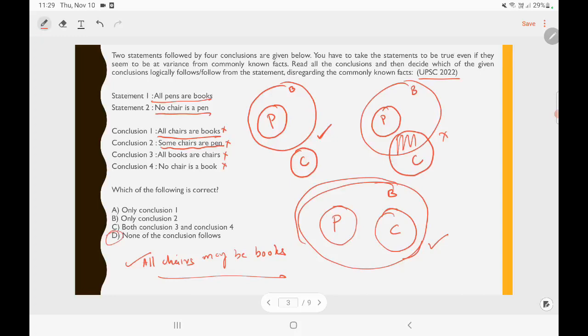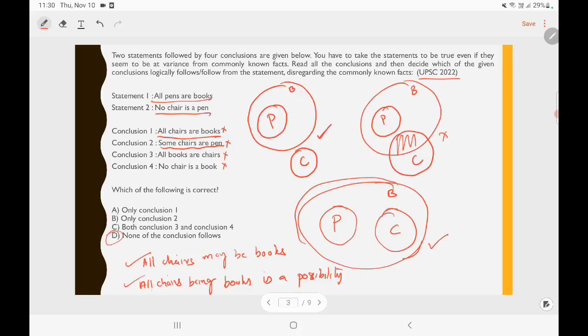It's only a possibility. And UPSC can also give a statement like "all chairs being books is a possibility." So there are high chances that this can be correct. Even if it satisfies in one possibility, this is going to be correct.